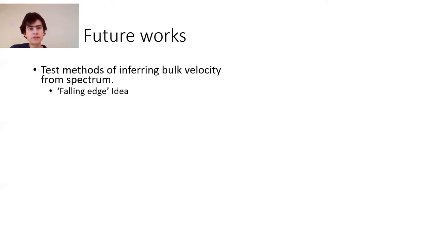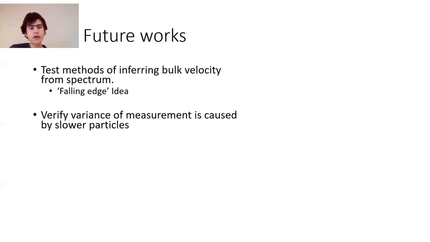The first one is we want to find a better method of inferring the bulk velocity from the spectrum. So we've discussed the highest amplitude method and the falling edge idea. We want to test both of these to see which is better, or perhaps if there's another way which more accurately tells us the speed of the water. We also want to verify that the variance in the measurement is caused by slower moving particles.